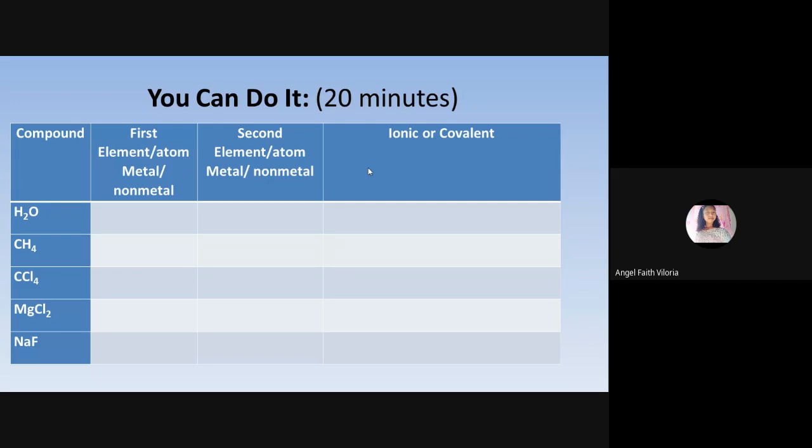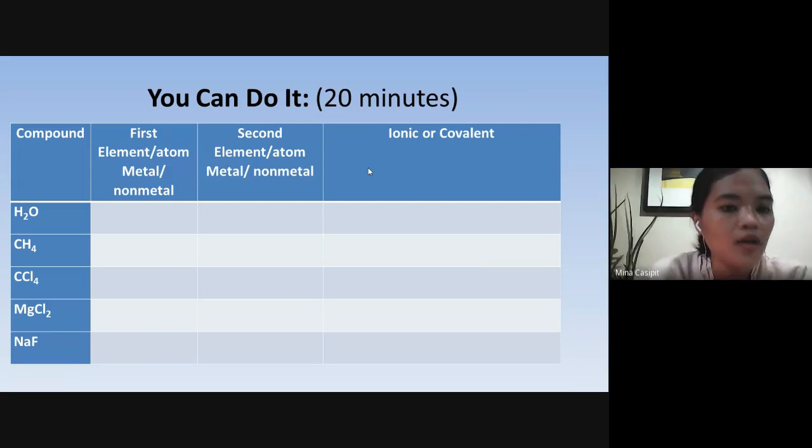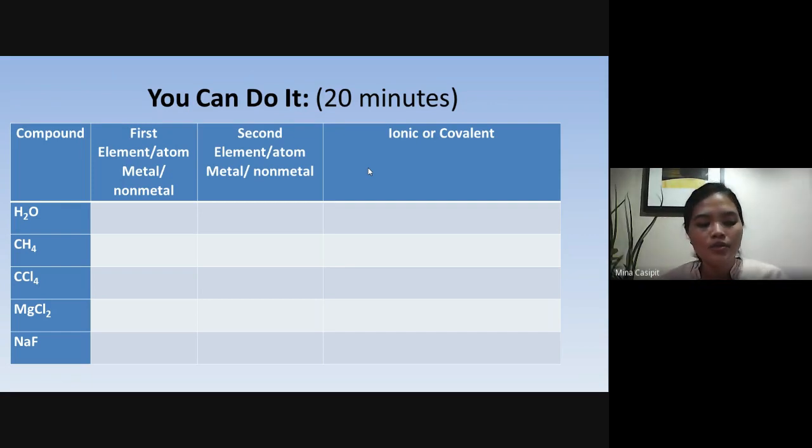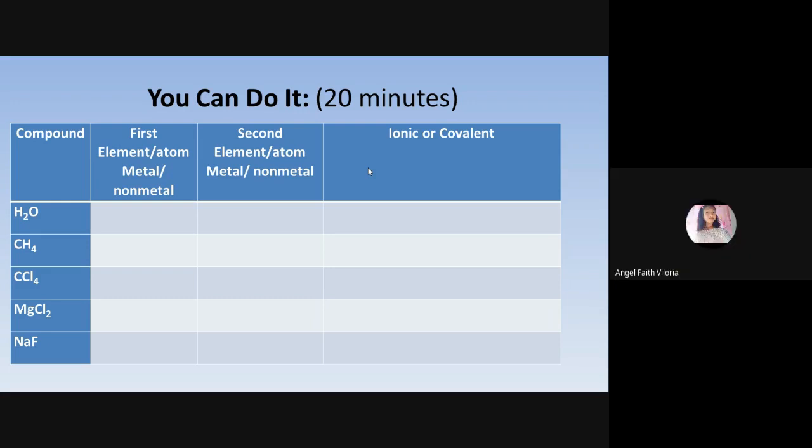Ma'am, metal po. Non-metal, ionic po. Okay, correct. Sodium is considered as metal element class, and F, which is, ano yung F? Non-metal po. Fluorine, which is non-metal. So metal plus non-metal results into formation of ionic compound.